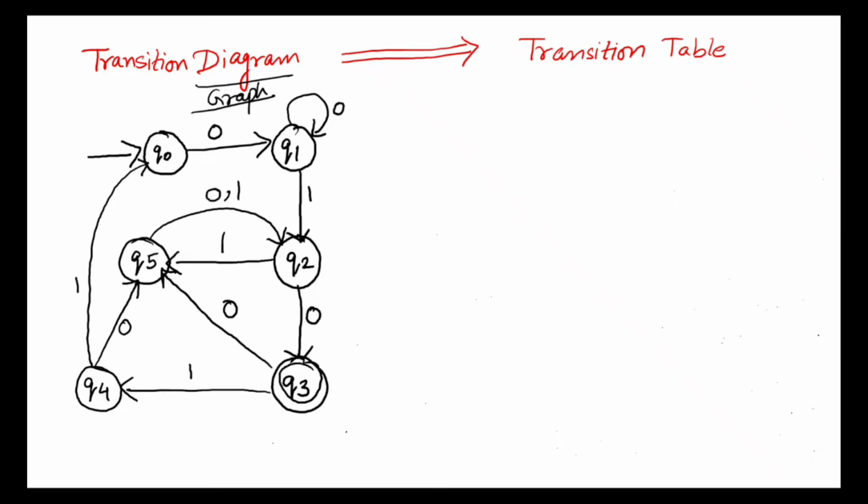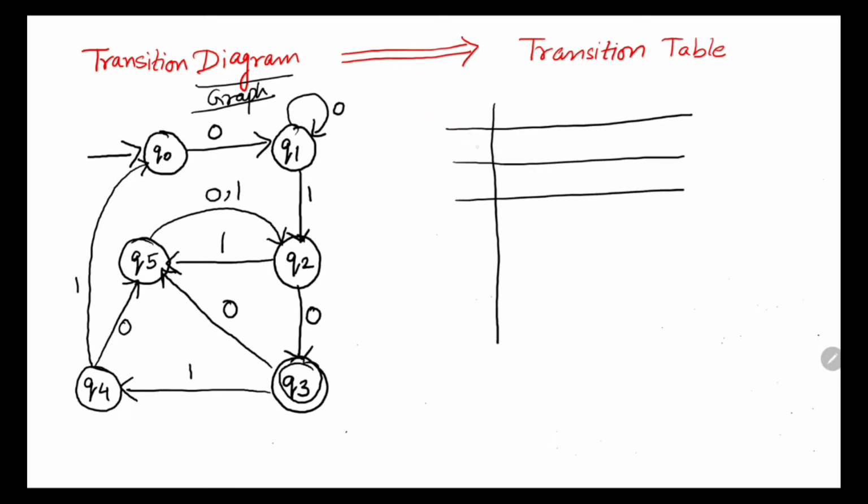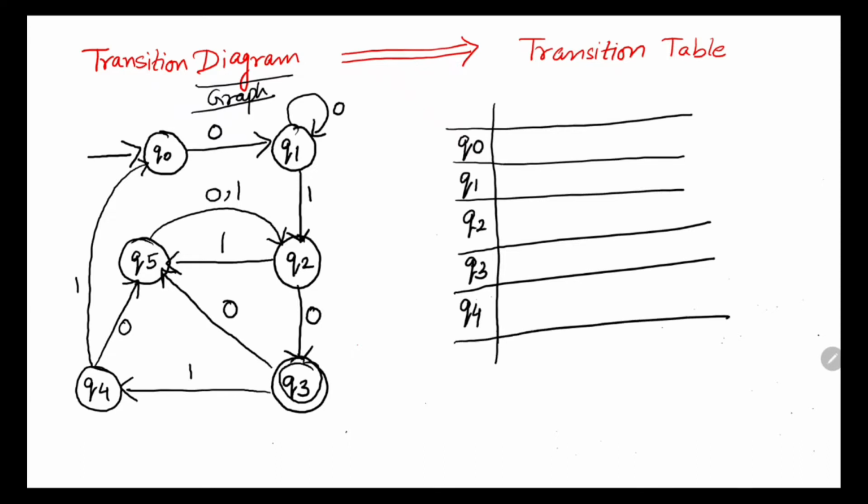transition table? So first of all, the form of the table is like we'll be having some rows and some columns. On the row heads, we will write all the states in the given diagram. So in the given diagram, the states are Q0, Q1, Q2, Q3, Q4 and Q5.